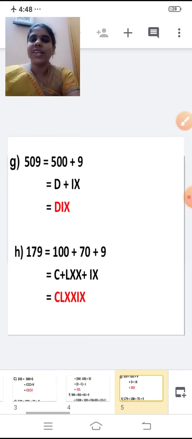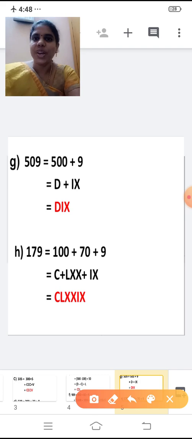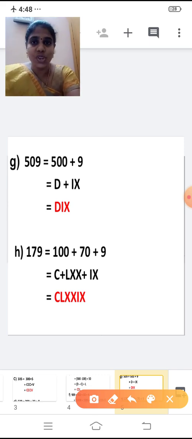G1, 509. So now split this. 500 plus 0 plus 9. No need to write 0. 500 plus 9. You know the value of 500, right? What is the symbol for 500? The Roman numeral for 500. Yes, D.